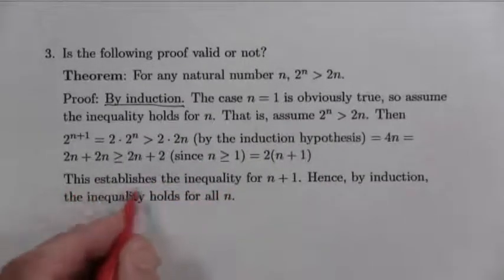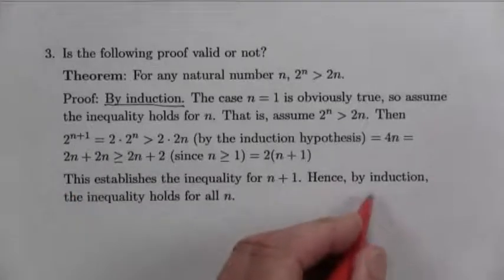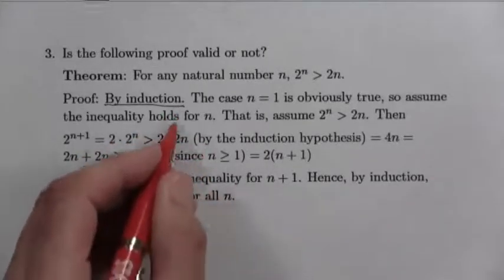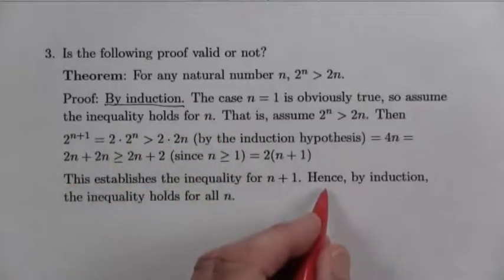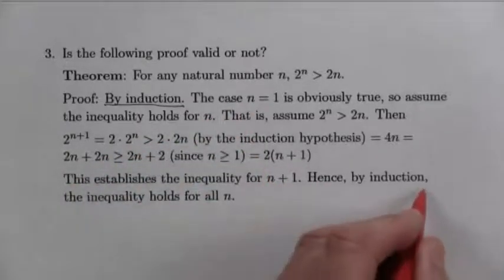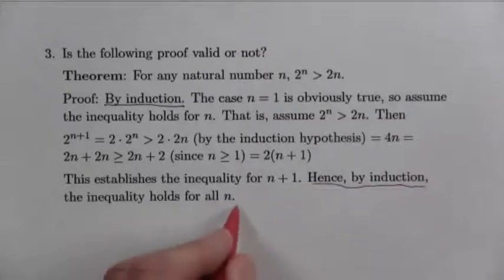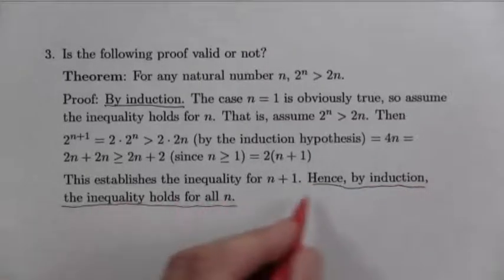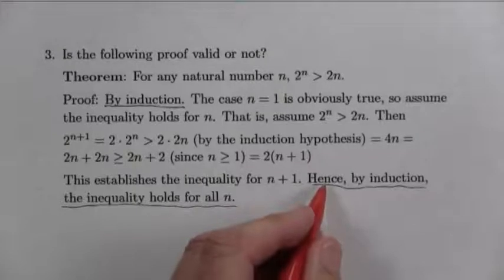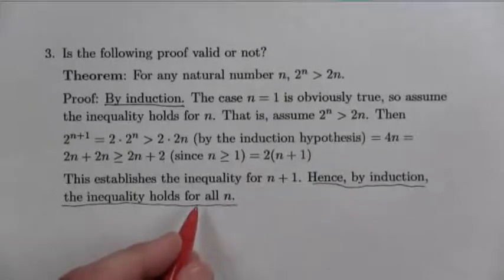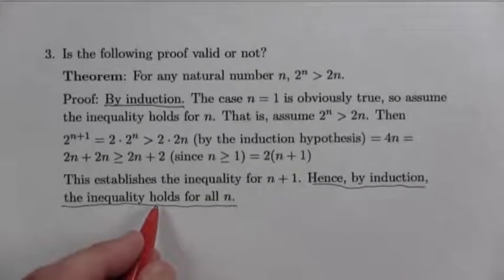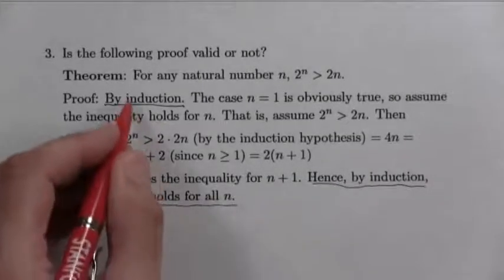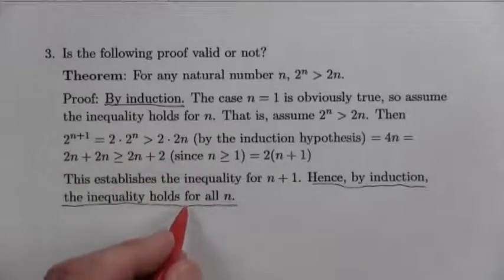Then there's a conclusion. Well, the conclusion here is actually part of the middle, if you remember how induction works. The conclusion to the proof is this bit. This is where the denouement of the story comes, if you like. This is where the drums roll and we take a bow. We've proved the result. Okay, so there's a beginning, there's a middle, and there's an end.